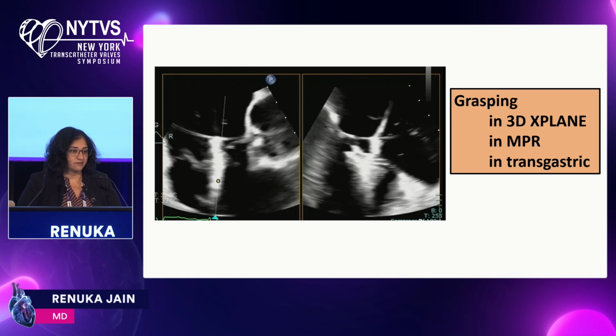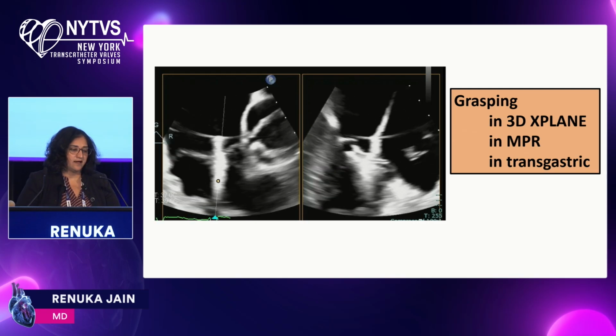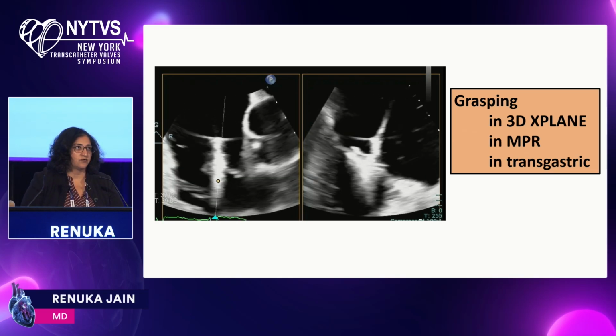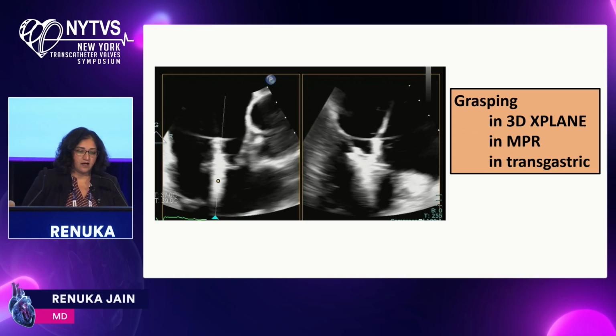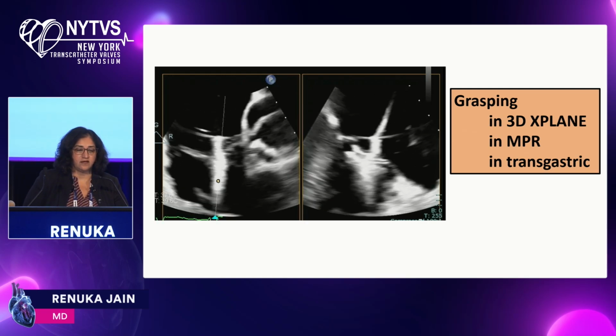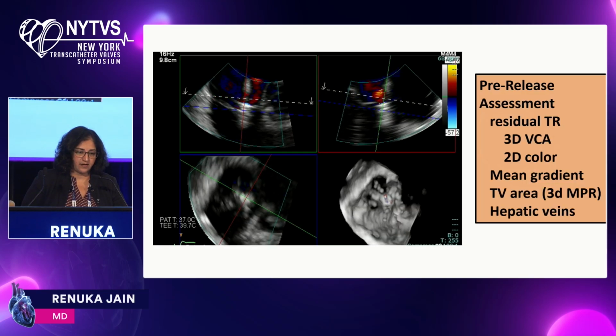We do something very similar, even though 3D NPR has gotten a lot better with the newest upgrades. You still sometimes need a little bit more image resolution to see leaflets, and so we'll often switch to 3D X-plane for leaflet grasp. You can see leaflets laying on very nicely, and then the grippers coming down. In this case, we did one clip and sort of bicuspidized this valve.